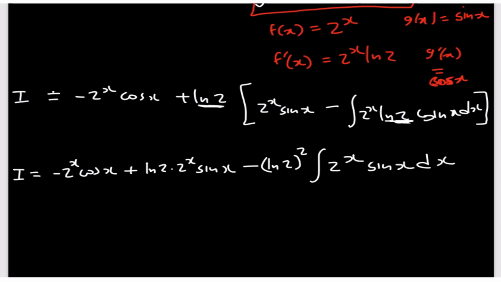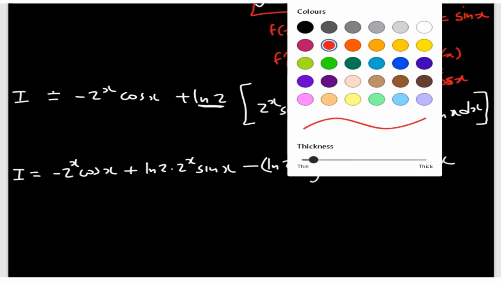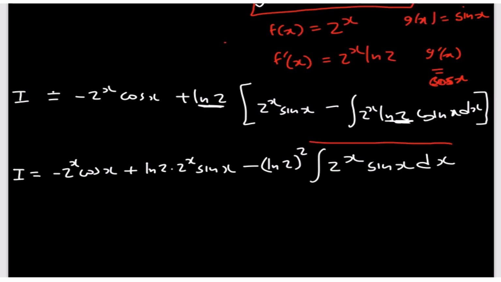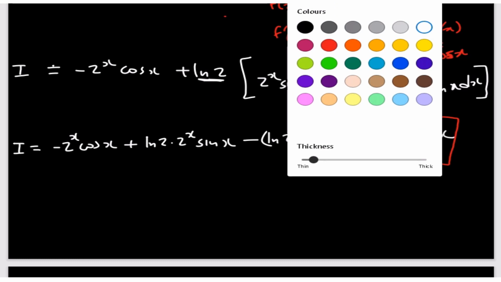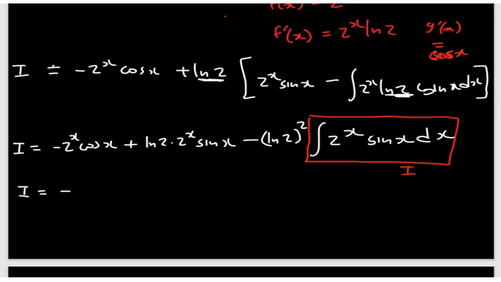And this takes me to my point, the one I tried to tell you when I was explaining. We will always have this I again. Now this is what we are going to substitute as I. Now we are almost done. So I will have I equals minus 2x cos x plus ln 2 times 2x sin x minus ln 2 squared I. So how do I solve I?